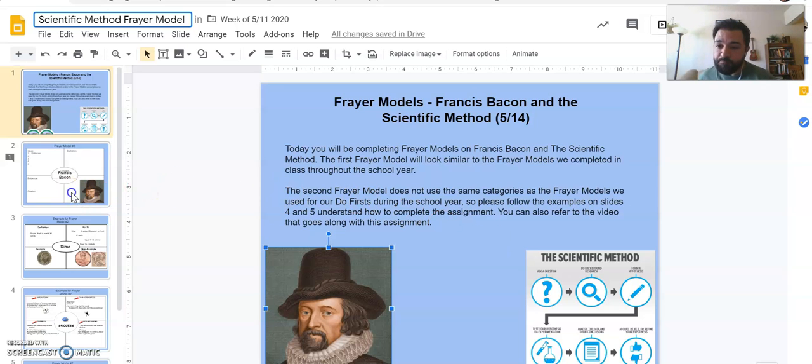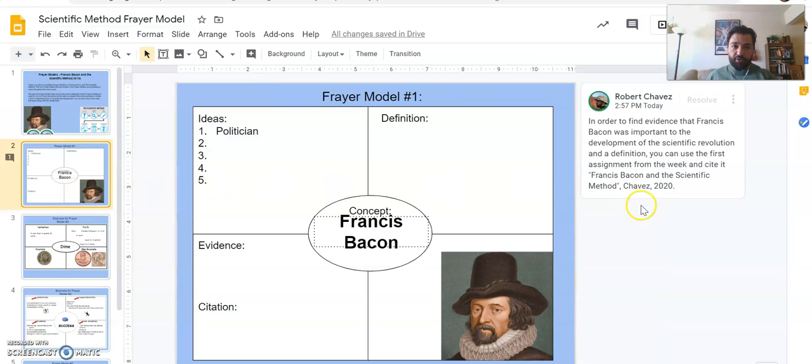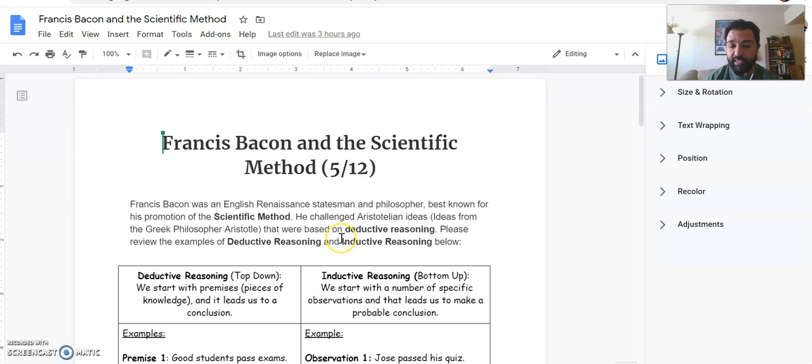All right, so here's the first Frayer model. I wrote a note here. It says, in order to find evidence that Francis Bacon was important to the development of the scientific revolution, and a definition. So for the definition section, and for the evidence section here, you can use the first assignment from the week and cite it, Francis Bacon and the Scientific Method, Chavez 2020. And in case you're not sure, this is the assignment I'm referring to.